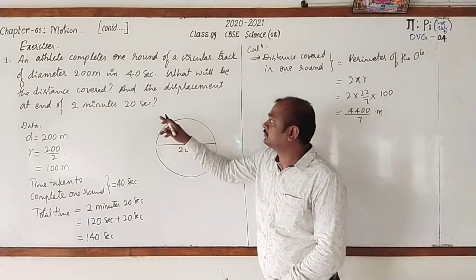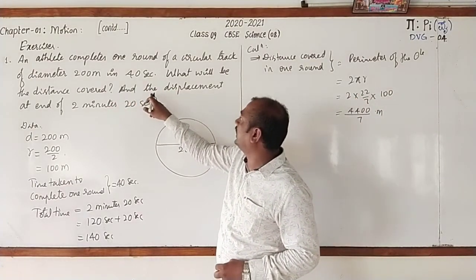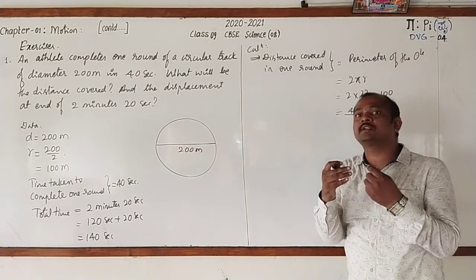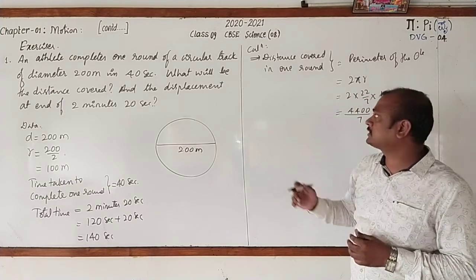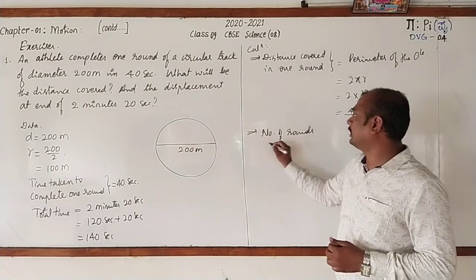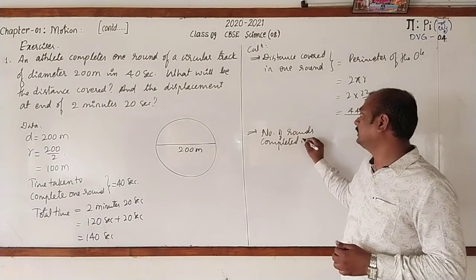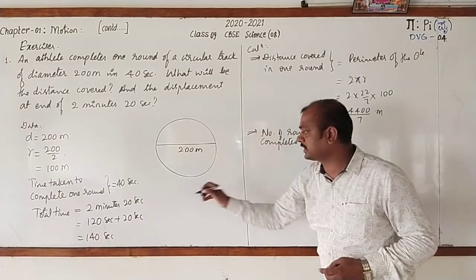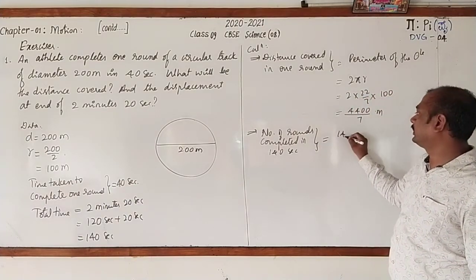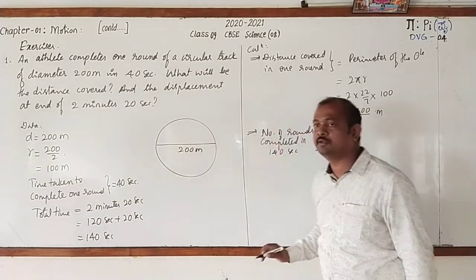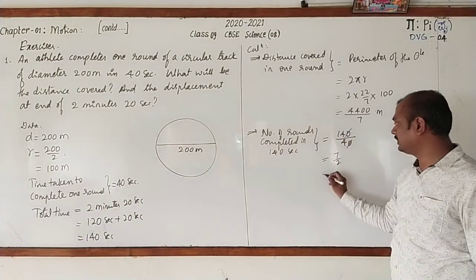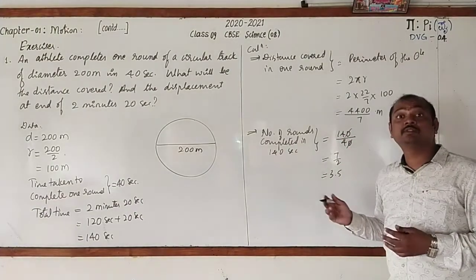Now look here. What will be the distance covered and the displacement at the end of 2 minutes 20 seconds? So in 2 minutes 20 seconds, how many rounds has he completed? Let us find that out. The number of rounds completed in 2 minutes 20 seconds, which is 140 seconds, is equal to 140 divided by 40, because to complete one round he has taken 40 seconds. That is 7 by 2, which is 3.5, nothing but 3.5 rounds.